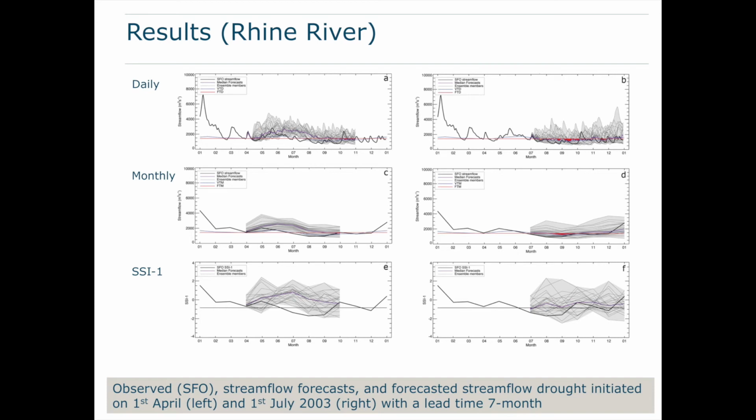Next, we show another example using forecast initiated in July 2003 for 7-month lead time. Using daily threshold methods, many minor drought events were identified. The monthly threshold methods, however, only predicted one FTM drought event from August to September. On the other hand, the SSI only predicted drought in July.